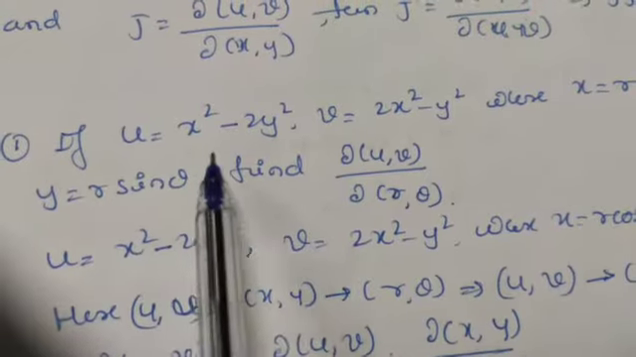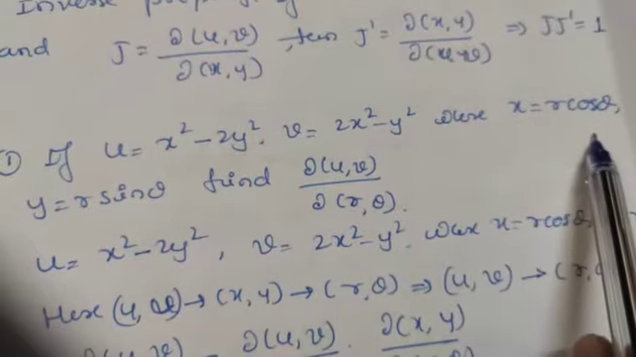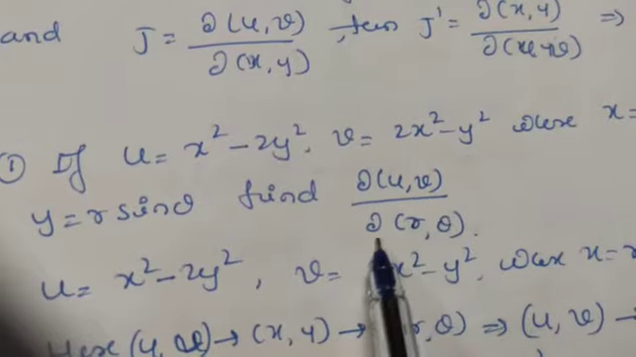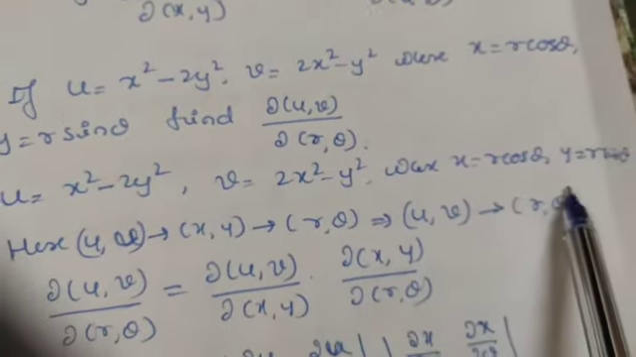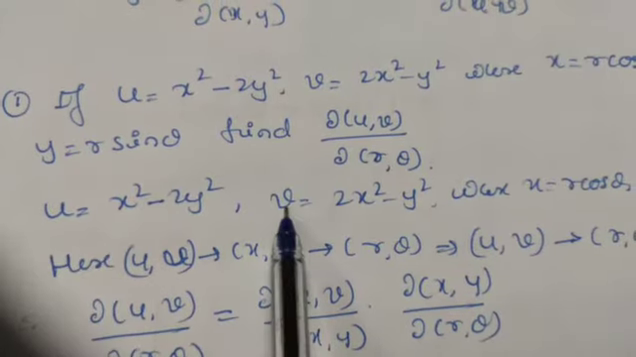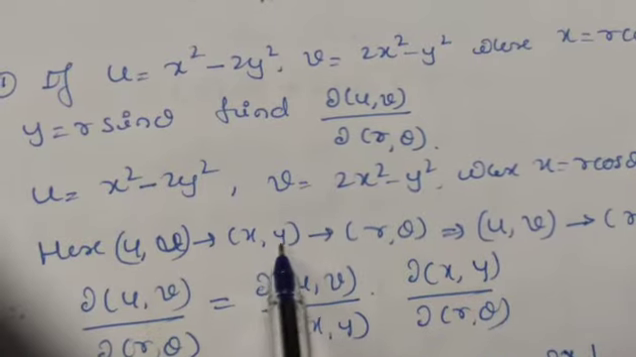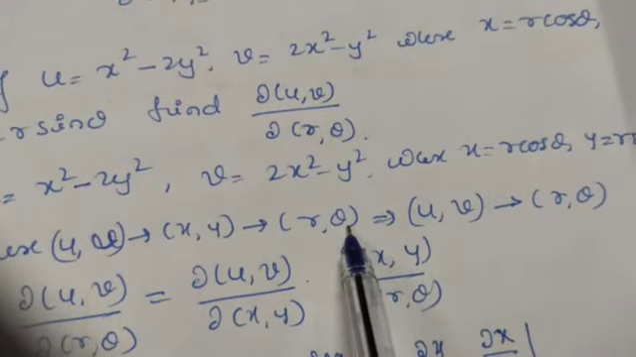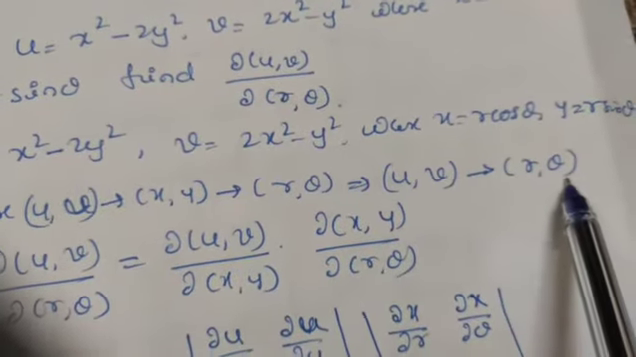If u is equal to x² − 2y², v is equal to 2x² − y², where x equals r cos θ and y equals r sin θ, then find ∂(u,v)/∂(r,θ). Here, first you have to write u and v as they are, and x and y also. What is given: u and v are given in terms of x and y, that is, u and v are functions of x, y, and x and y are again in terms of r and θ. So this implies u and v are composite functions of r and θ.